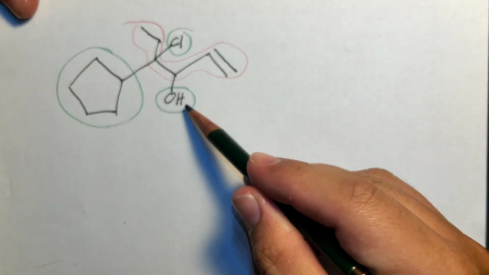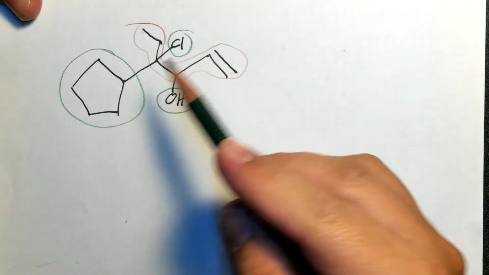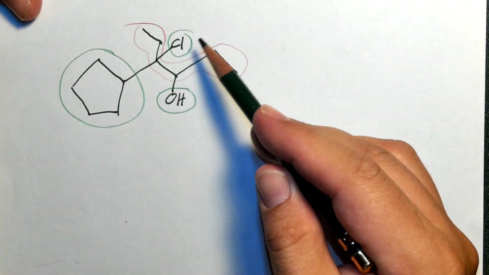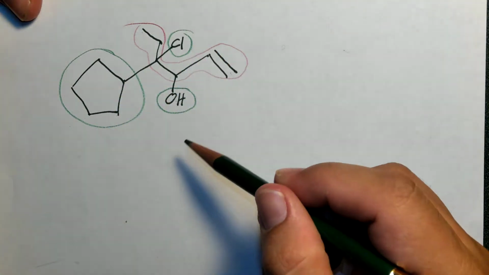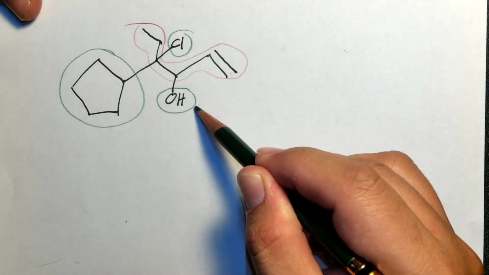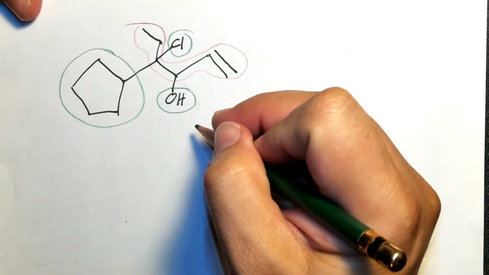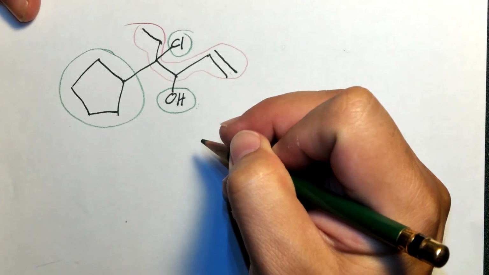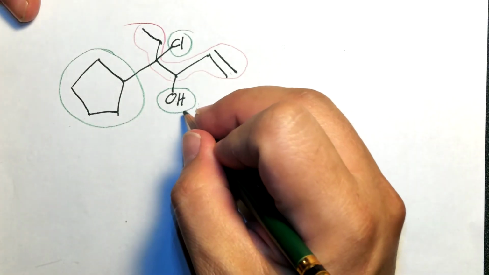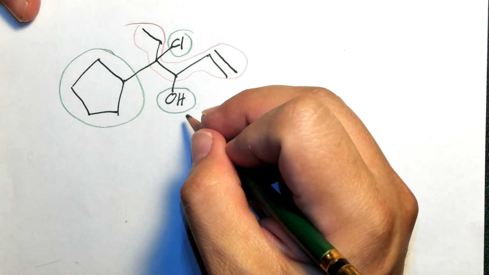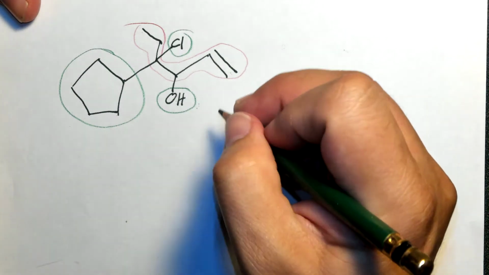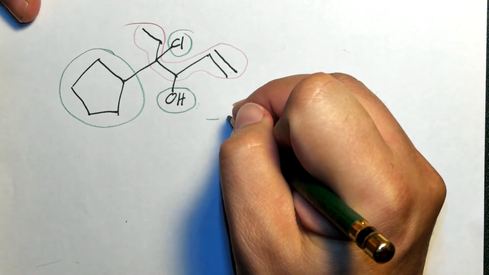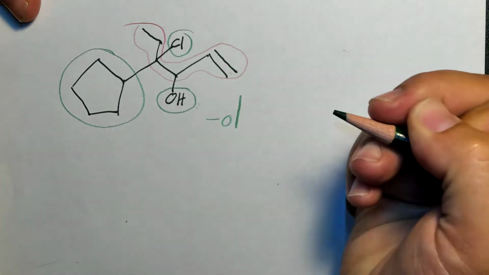The OH is a much higher priority than either alkyl or chloro groups. So this is the highest priority functional group. So we're not going to name it hydroxy. That's what you would name it if you were trying to treat it as a substituent. But since it's the highest priority functional group, we're going to treat it as the functional group and name it as a suffix, OL.